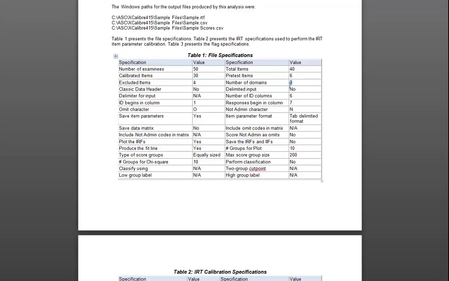These items were divided into 3 domains. And the rest of this involves formatting of the input files and the types of output that you wanted to use, such as whether you wanted to produce the fit line on the graphs, whether you wanted to plot the IRFs, how many groups you wanted to use for the plotting, and so on.